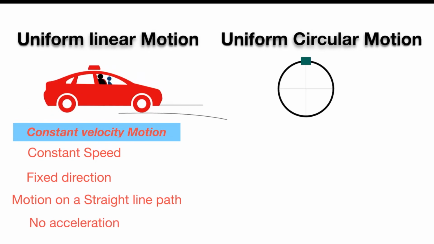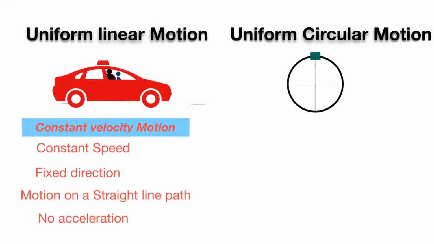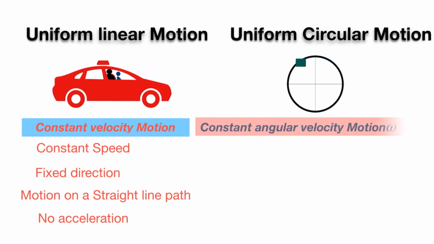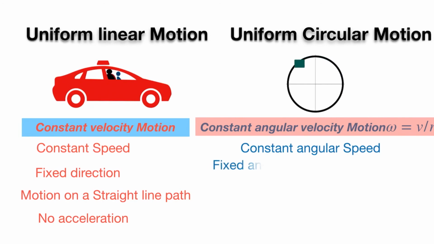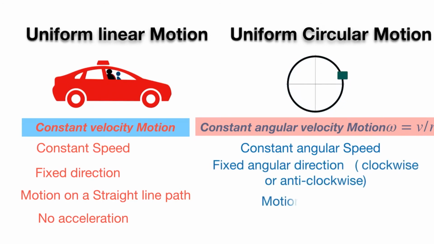In similar pattern, can you think about the uniform circular motion? Uniform circular motion means circular motion with constant angular velocity. That means the object moves with constant speed in a particular direction, clockwise or anti-clockwise, on a circular path. Here, angular speed is constant, the direction of angular motion is fixed, clockwise or anti-clockwise, and motion is in circular path. So there is no angular acceleration.